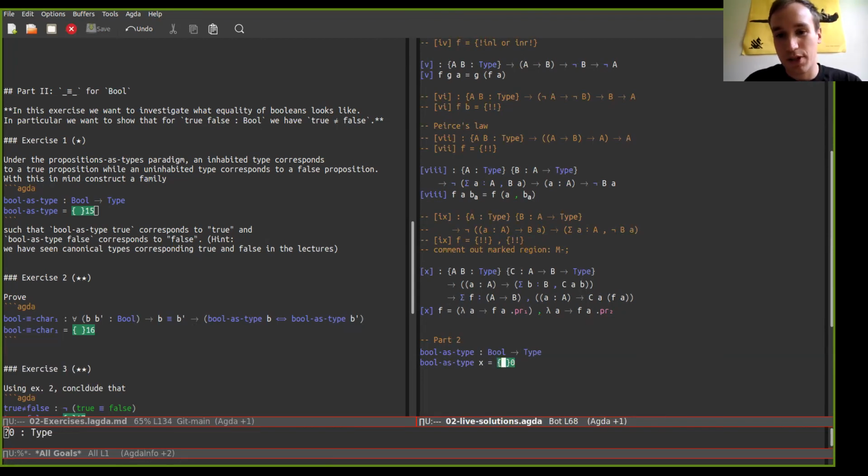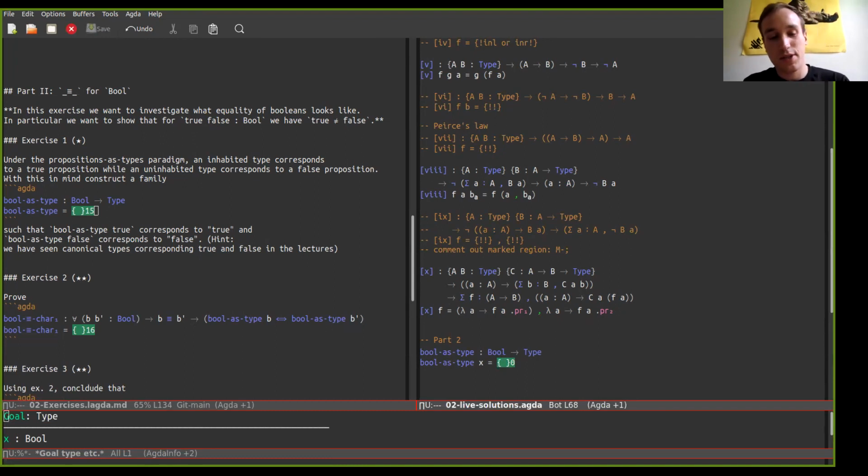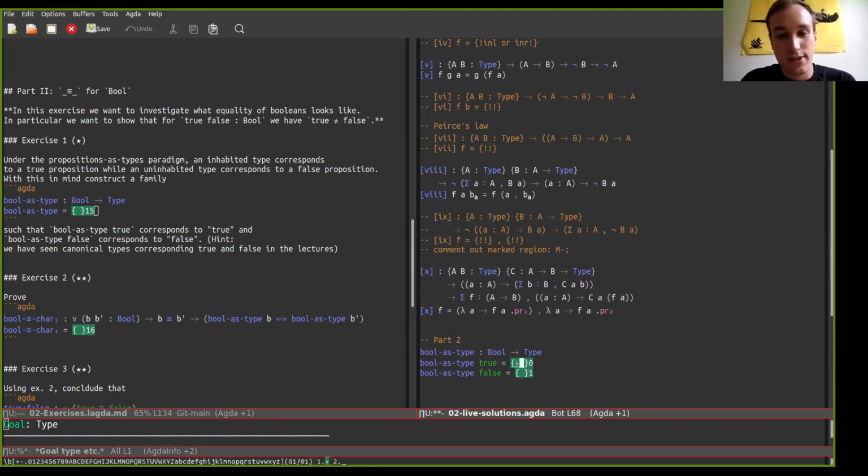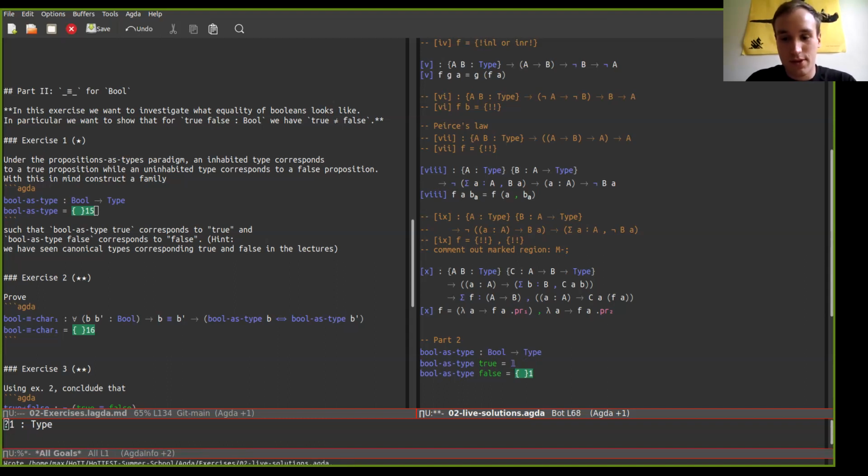So what we do is we give ourselves an X of type bool. We can pattern match over it. We put the X in the goal and then press Ctrl C, Ctrl C, and Agda will do the pattern matching for us. Now we have to give it a type, and we said we wanted this to be the unit type. So this is backslash B, and then a 1. And the other one is the empty type, backslash B 0.